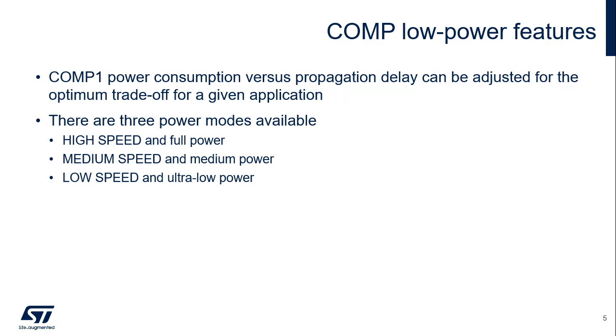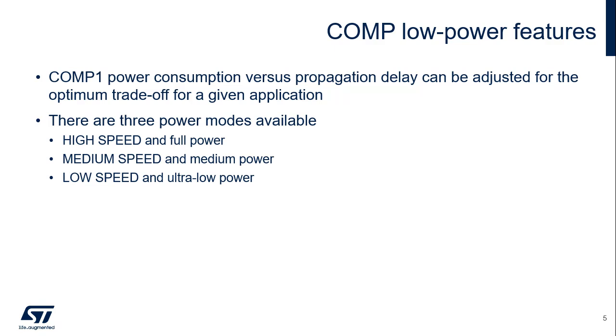The comparator power consumption can be adjusted to have the optimum trade-off between the speed and energy efficiency for a given application. There are 3 modes available: high speed, medium speed, and ultra-low power. The high-speed mode is preferred for power conversion applications, for example, a motor control design, while ultra-low power mode is the right choice for battery-powered applications where reaction times are not critical, for example, in PIR sensor monitoring.